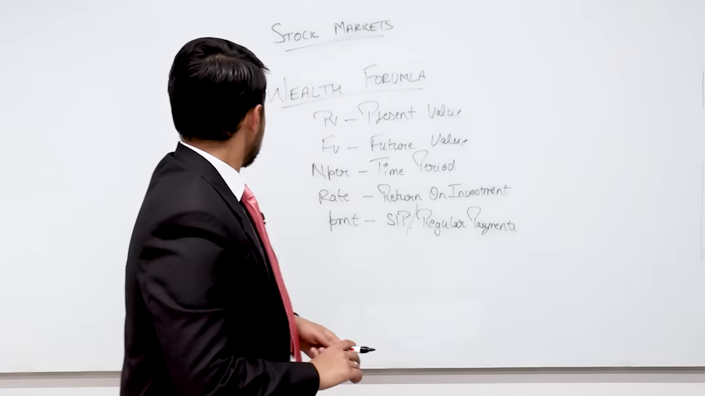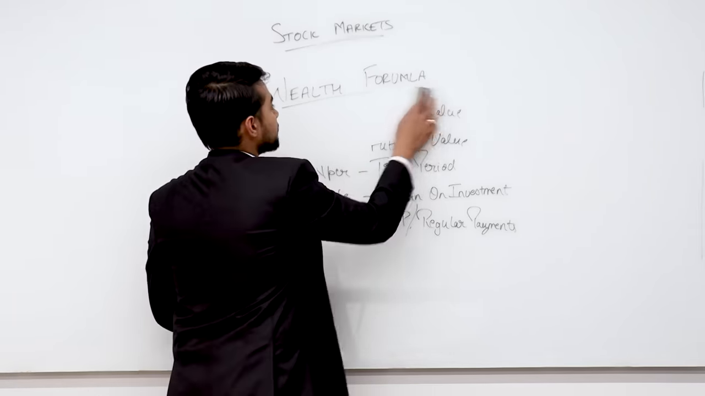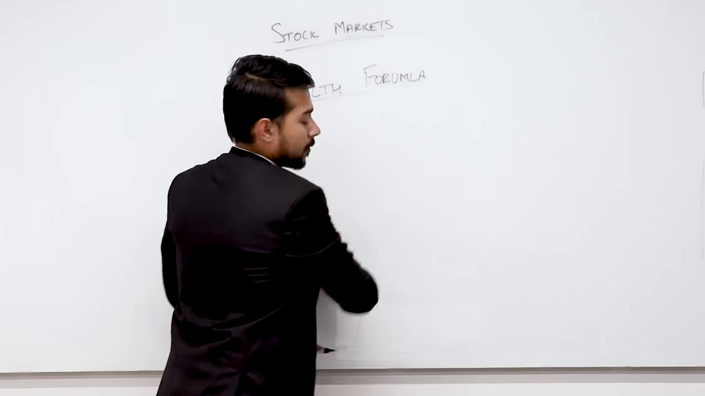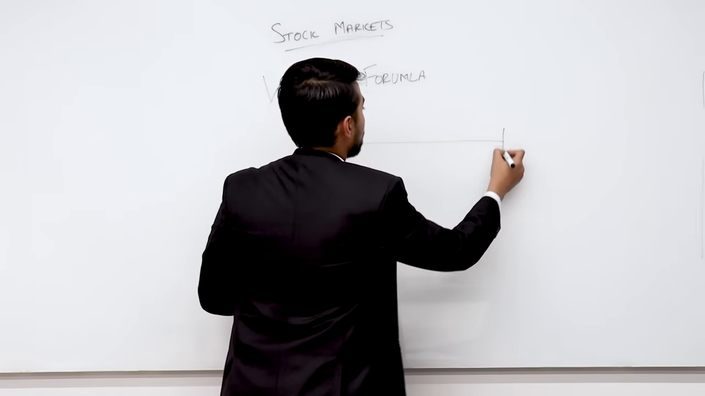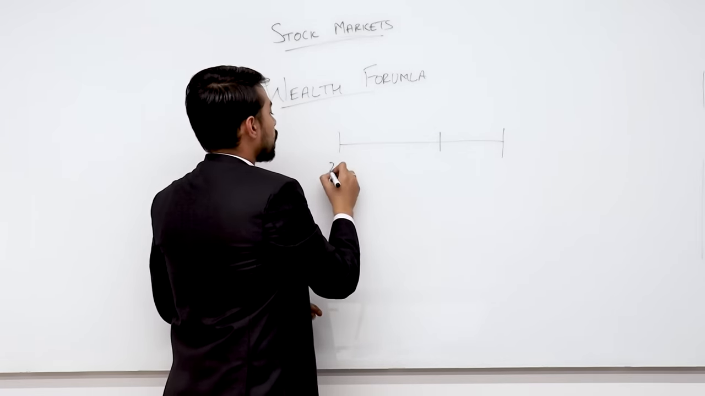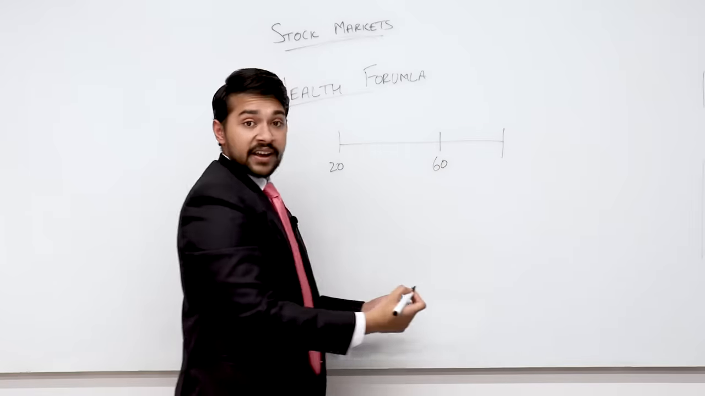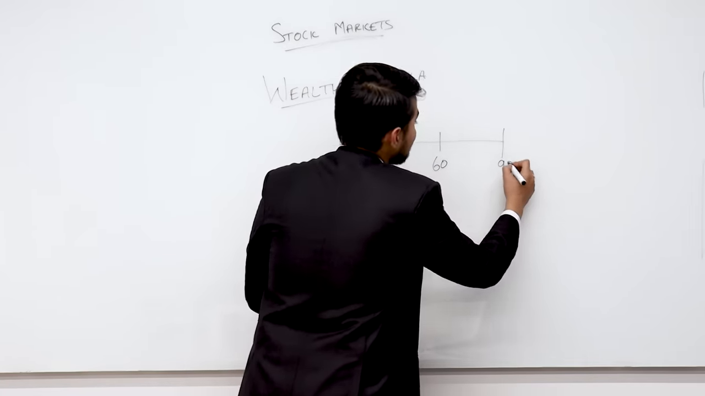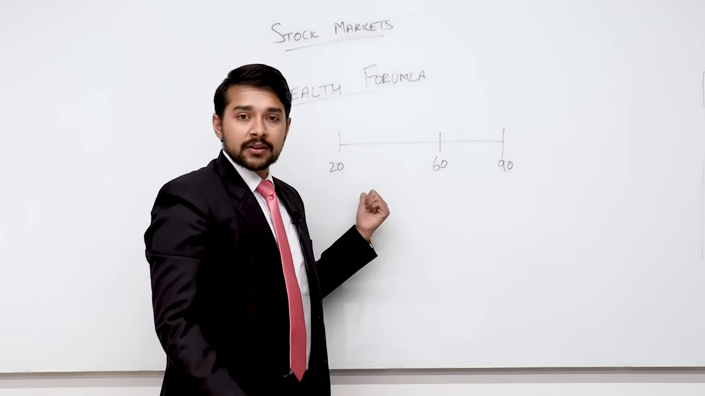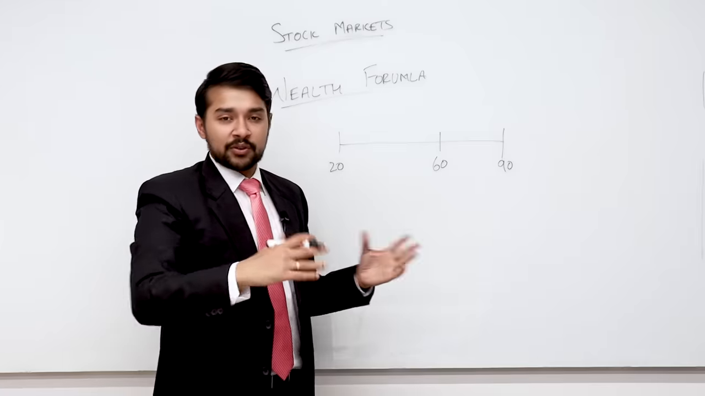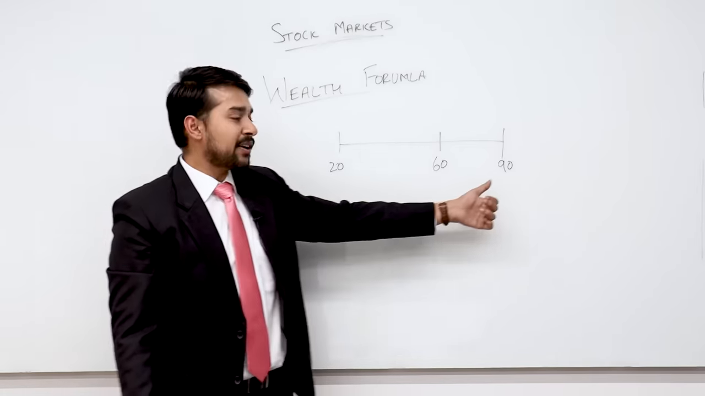Ab, let me show you the portfolio line. Let me just erase this. Now this is the default portfolio line. At 20, you start earning. At 60, you retire. And at 90, you expire. So again, har aadmi ke liye bahut different hota hai. So if I don't know anything about you, so by the book, ye hoti hai portfolio line. At 20, you might start earning. At 60, you retire. 90, you expire.